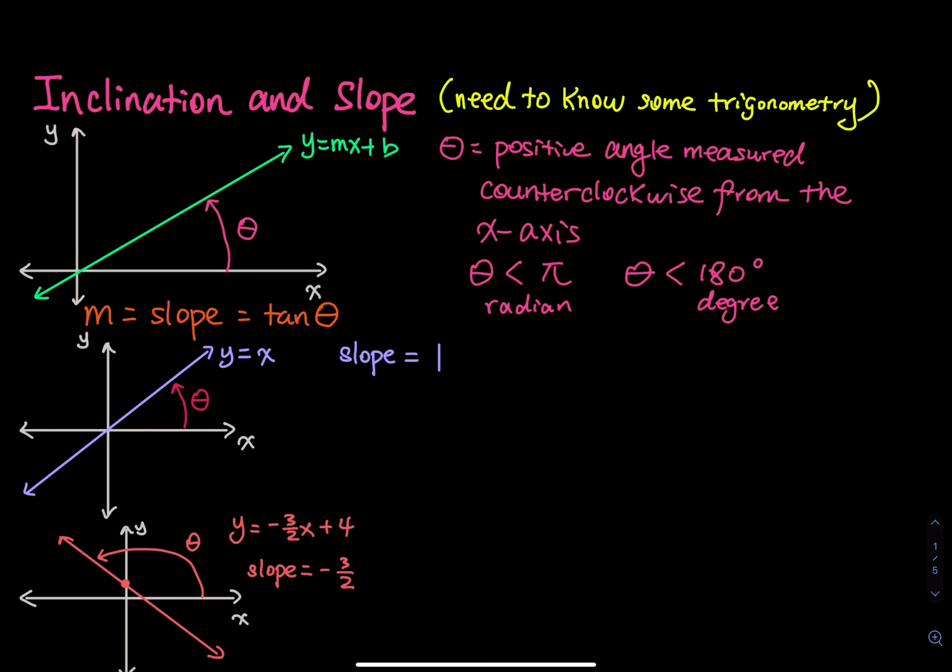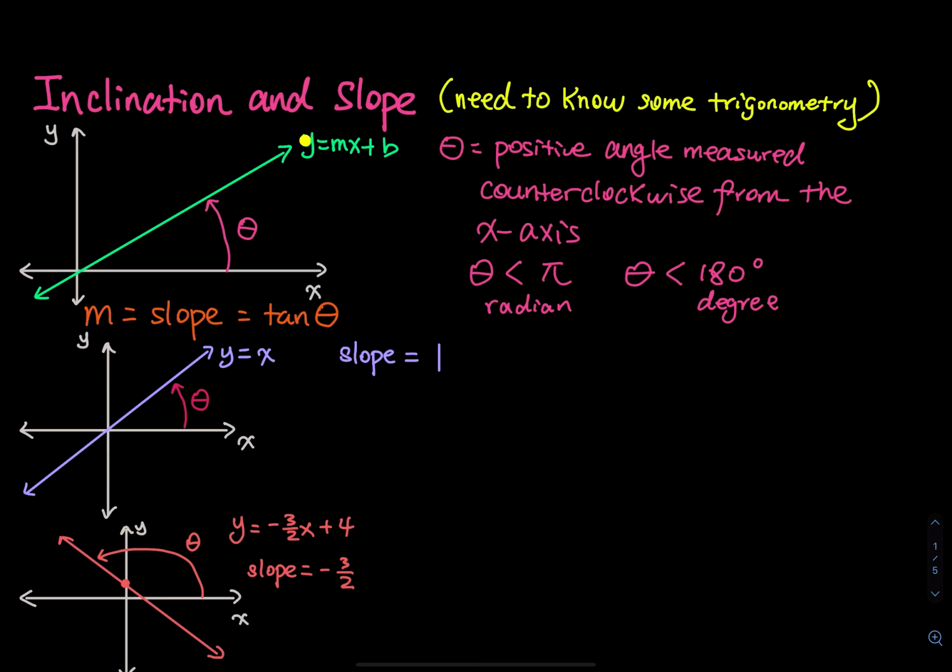Inclination and slope. This video requires you to know some trigonometry. So what is inclination? We have an xy plane. I have a straight line. This straight line is y equals mx plus b. M is the slope, b is the y coordinate of the y-intercept. This is called slope-intercept form.